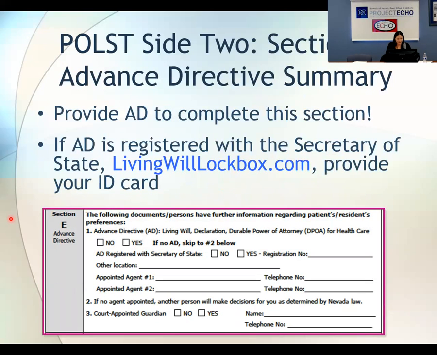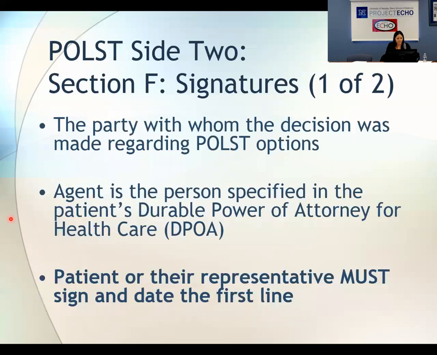So section E, the advanced directive summary. So you want to provide your advanced directive to complete this section. If an advanced directive is registered with the Secretary of State livingwilllockbox.com, provide your ID card. So you have that option. So in section F are signatures. The party with whom the decision was made regarding pulse options. Agent is the person specified in the patient's durable power of attorney for healthcare agent. And the patient or the representative must sign and date the first line.